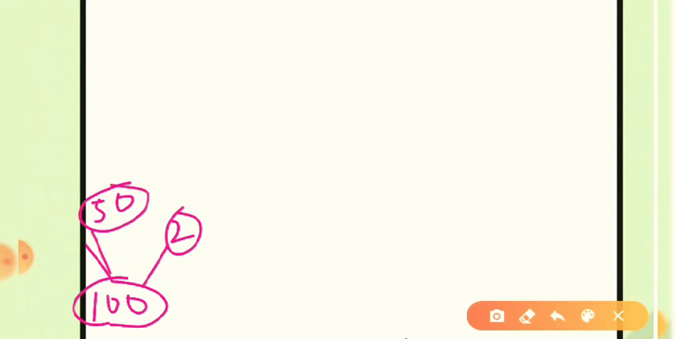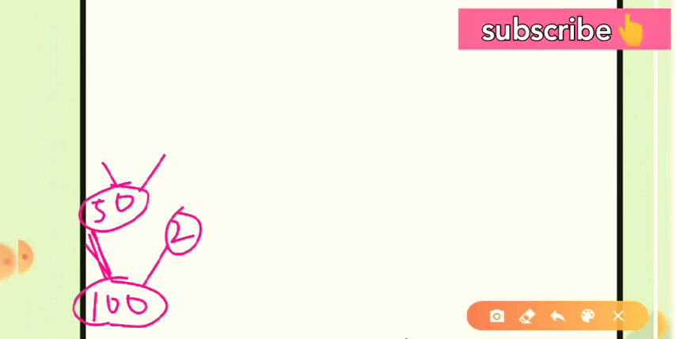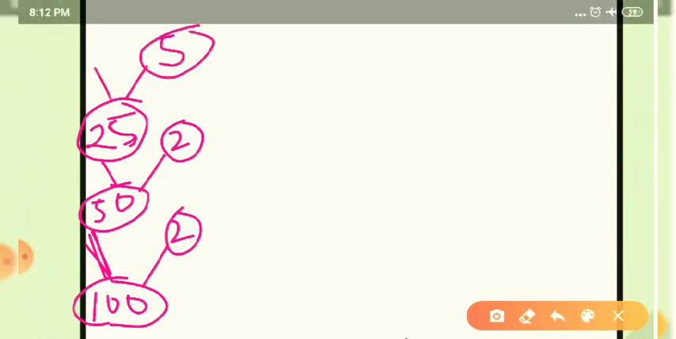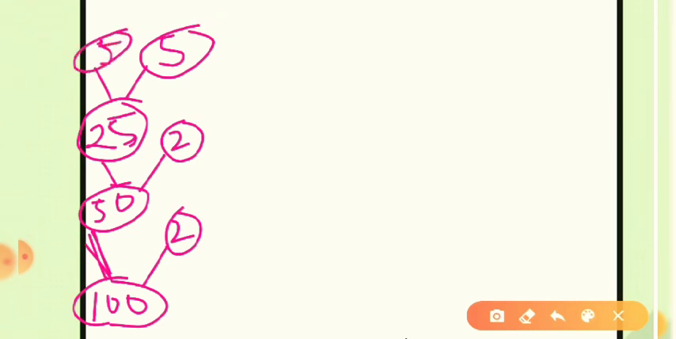Now 50 has more factors, so give it branches. Its first number will be 2 and another will be 25. Clear? Here you can write 25. 2 here is a prime, and 25 has more factors as 5 and 5, so give it branches and write 5 and 5 here.